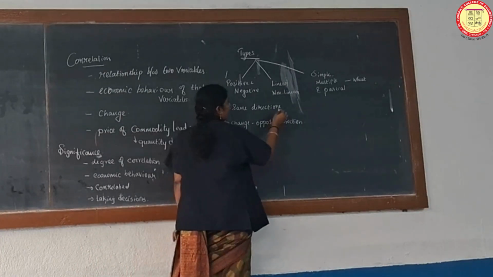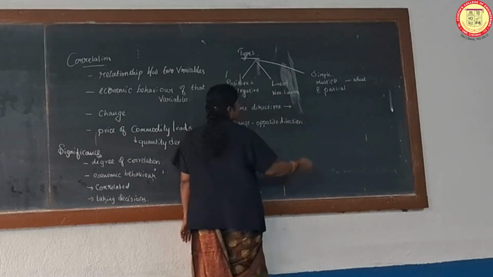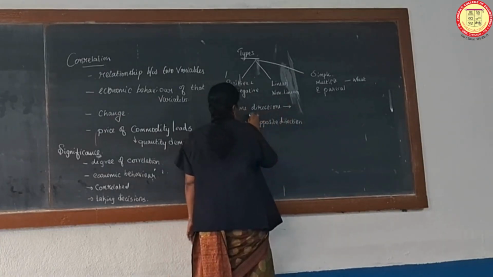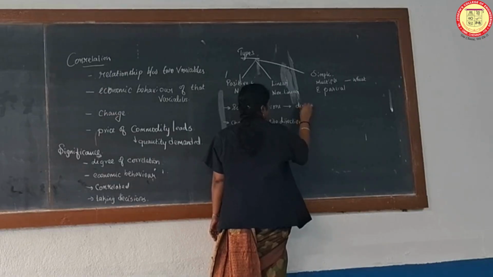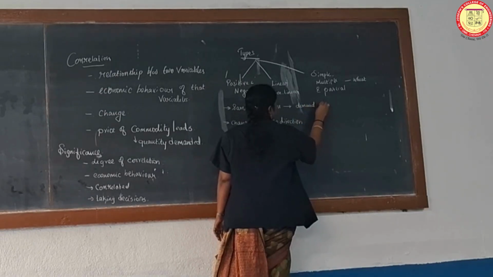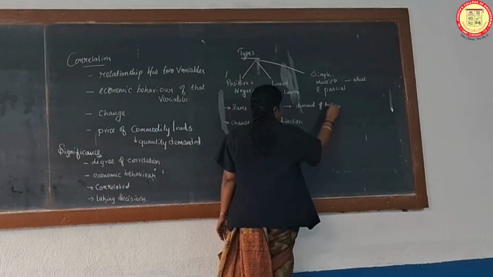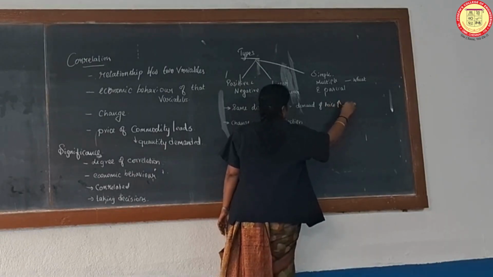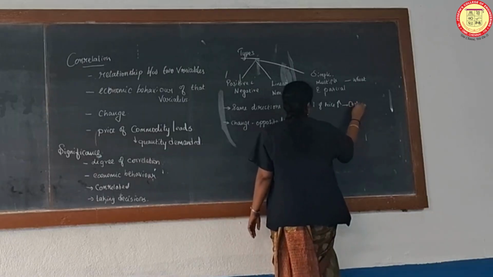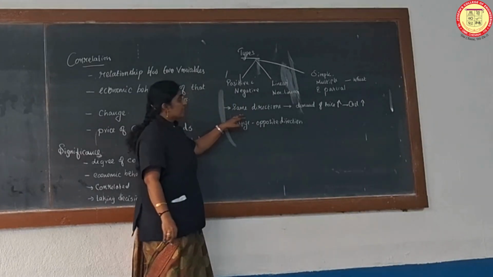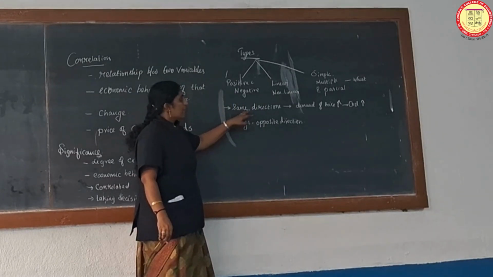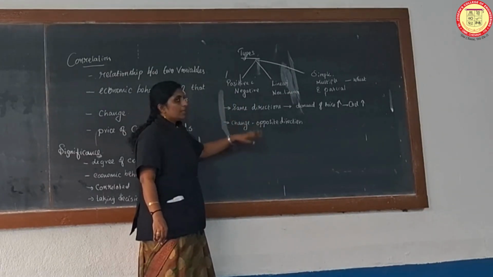For example, for a positive correlation, if the demand for rice increases, the cost of rice also increases. That is, a change in one value brings a change in the other value in the same direction.